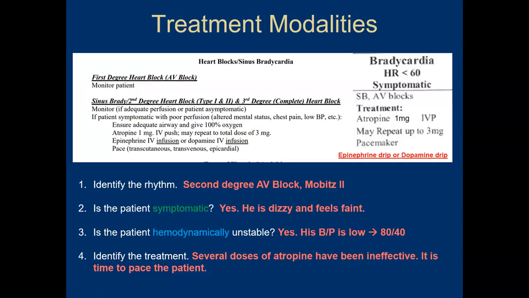Is the patient hemodynamically unstable? Yes, there is evidence that not only is the patient symptomatic, but this rhythm is causing a severe drop in the cardiac output, enough that our patient's blood pressure is now 80/40. And I want you to identify the treatment. Well, you've been told that several doses of atropine have been given, and they've been ineffective, and that's very typical for second degree AV block Mobitz 2 and also third degree.